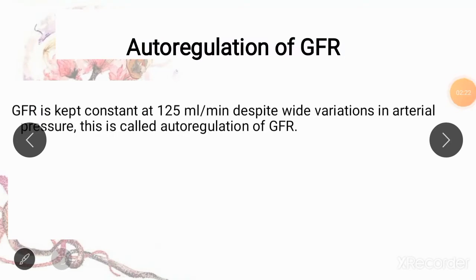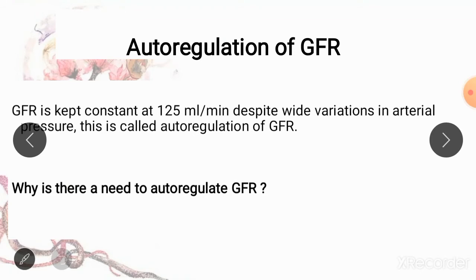So what is meant by autoregulation of GFR? This means that your GFR is kept within a constant range of around 125 mL per minute despite wide variations in arterial pressure. So this is known as autoregulation of GFR.